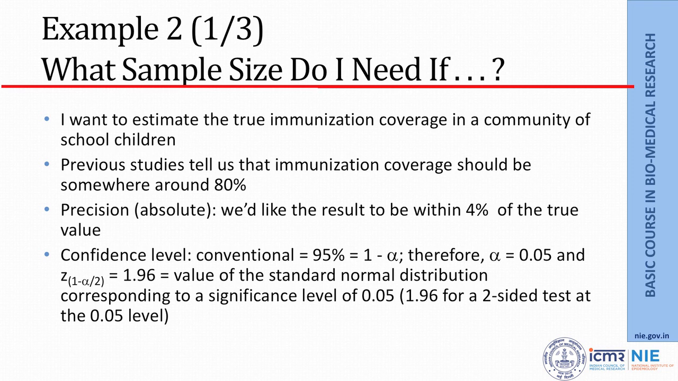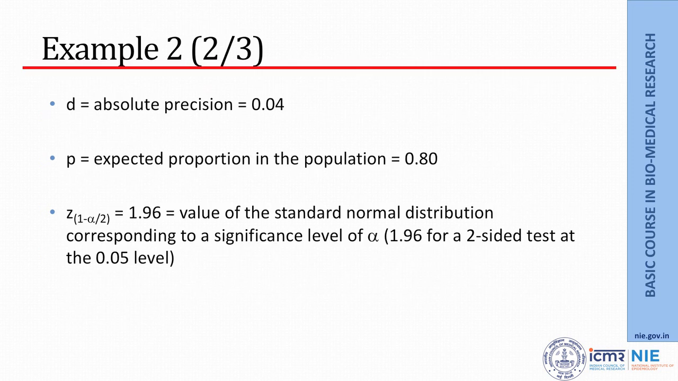Suppose the absolute precision, we would like the result to be within 4% of the true value. Then the confidence interval, which is conventionally taken as 95%, that is 1 minus alpha, therefore the 5% alpha level, the Z alpha is 1.96.